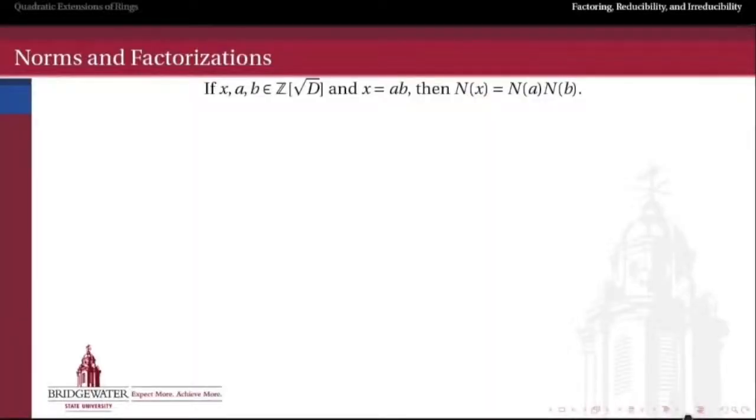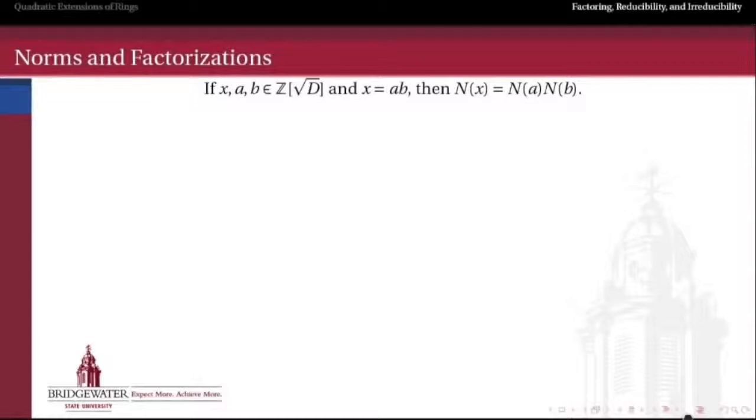So the goal of this video is to explore that question by looking both at the Gaussian integers and also at a couple other quadratic extension fields and see how the norm gives us information about factorability. And the most important definition in this video is what it means for an element in a ring to be irreducible. So first of all, let's think about norms and factorizations for a moment.